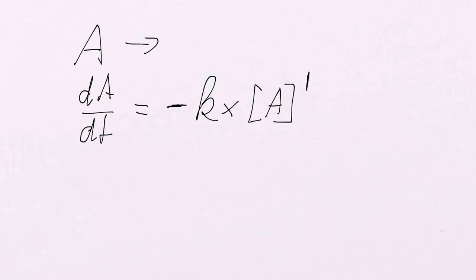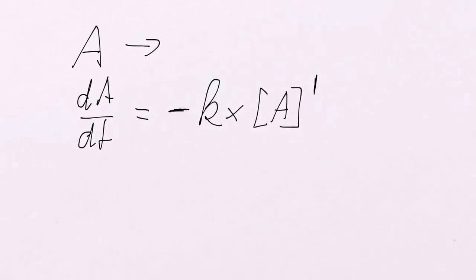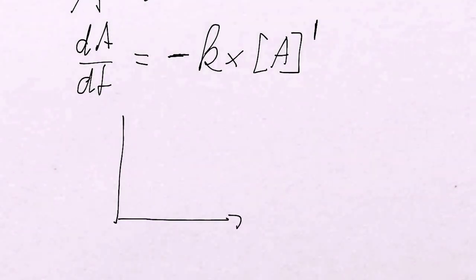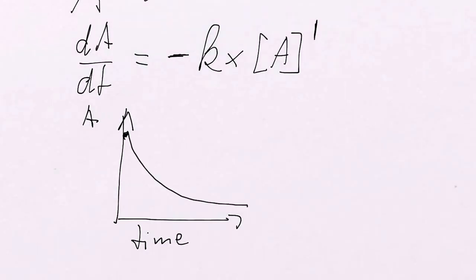And we said when we plot this, here we've got the concentration of A and here we have time. What we will see for a first order reaction is usually something like that. And this point here we called A0. That's our starting concentration of A. So far, so good.